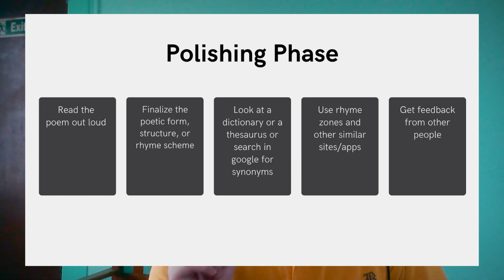Also, you may look at a dictionary or a thesaurus or search in Google for synonyms. So the purpose of this is for diction. You want to choose the right words to convey what you want to convey and produce the tone you want to produce. And if English is your second language, it's an important part of the process. Also, you can look at rhyme zones and other similar sites or mobile apps to search for rhyming words.